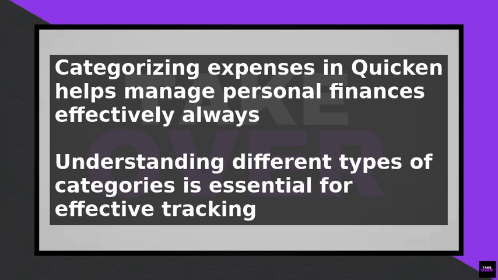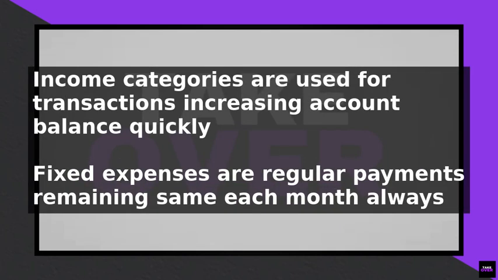These include income, fixed expenses, variable expenses, and savings. Income categories are used for transactions that increase your account balance, such as salary and investments. Fixed expenses are regular payments that remain the same each month, like rent and mortgage. Variable expenses are irregular payments that can change from month to month, such as groceries and entertainment. Savings categories are used for transactions that increase your savings account balance.